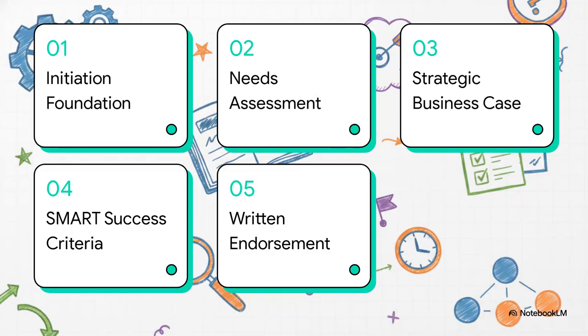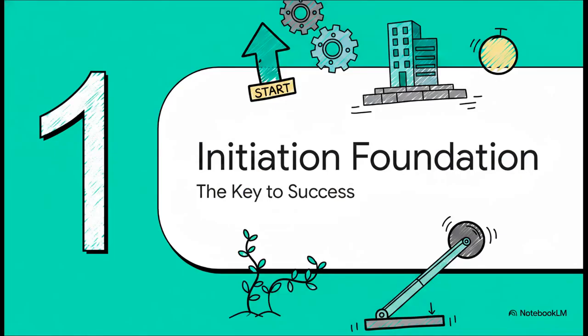So here's our quick roadmap for today's masterclass. 1. Bodhi Unified Flow Initiation. 2. Rigorous Needs Assessment. 3. The Strategic Business Case. 4. Defining Smart Success Criteria. And 5. Securing written endorsement.